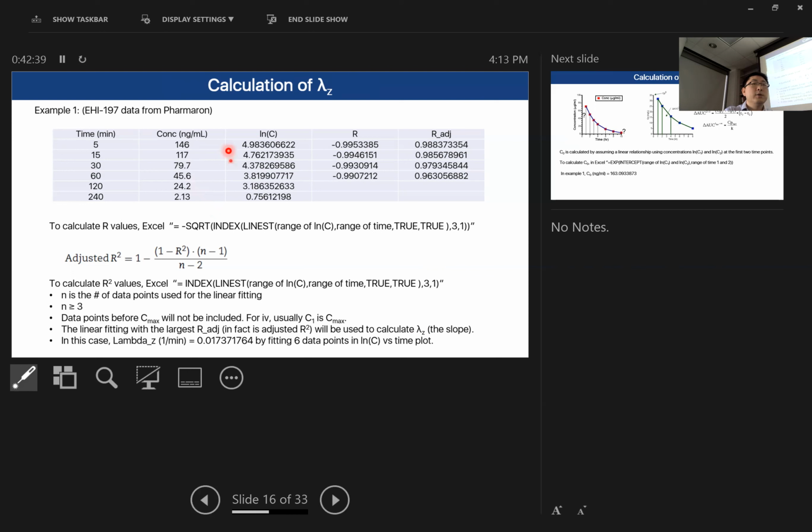Number one, once you get the concentration, the first thing you want to do is take the natural log of these concentrations, and you get these numbers. That's how you convert this linear plot into a semi-log plot, right? So you convert the Y to a natural log.